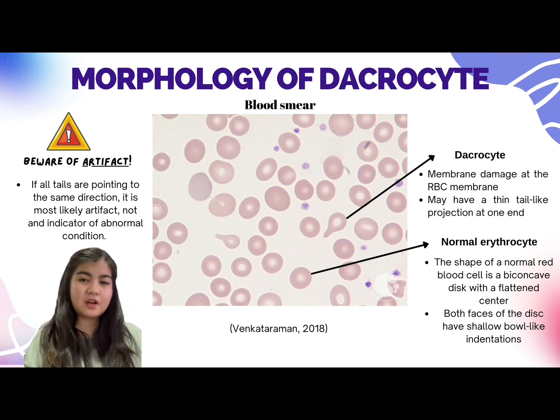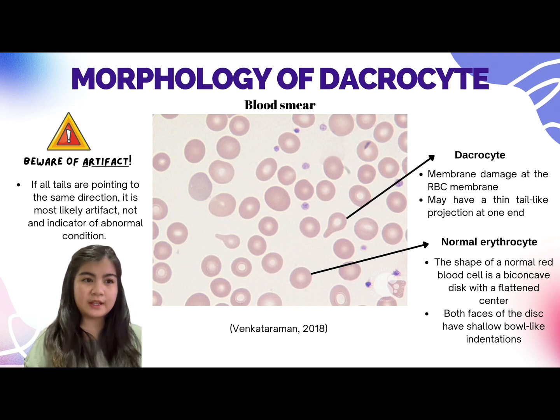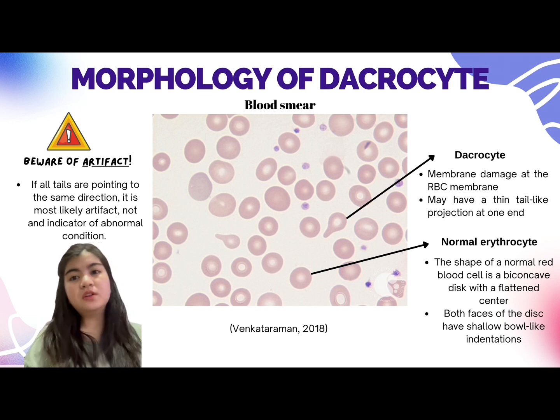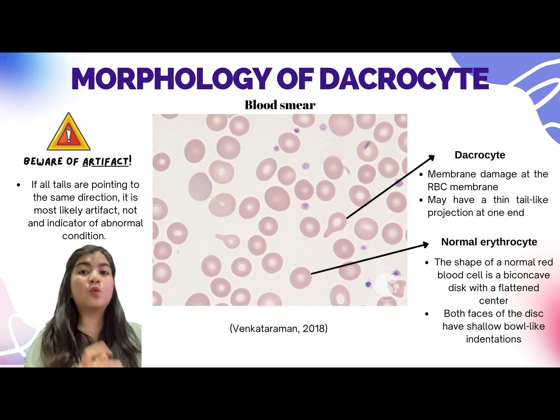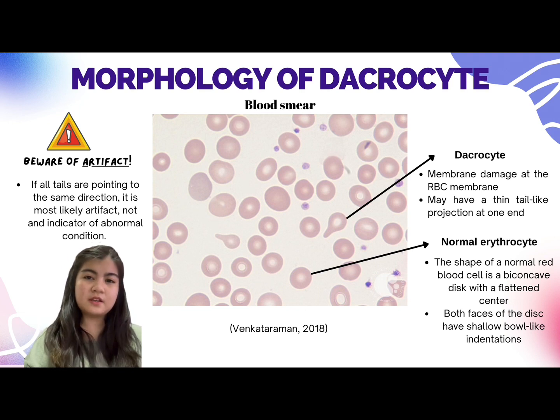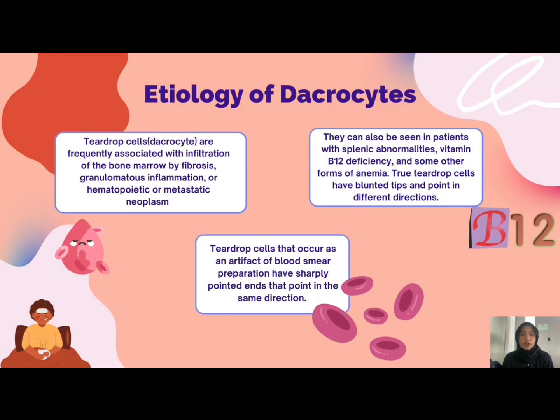When we observe a blood smear which contains dacryocytes, we have to observe where the tails are pointing. If all the tails are pointing in the same direction, then it is most likely an artifact, which means probably incorrect technique used, etc. However, if the tails are pointing in all directions and not only one direction, then it is an indicator of a disease or a condition. Next, I will continue about the etiology of the dacryocytes.